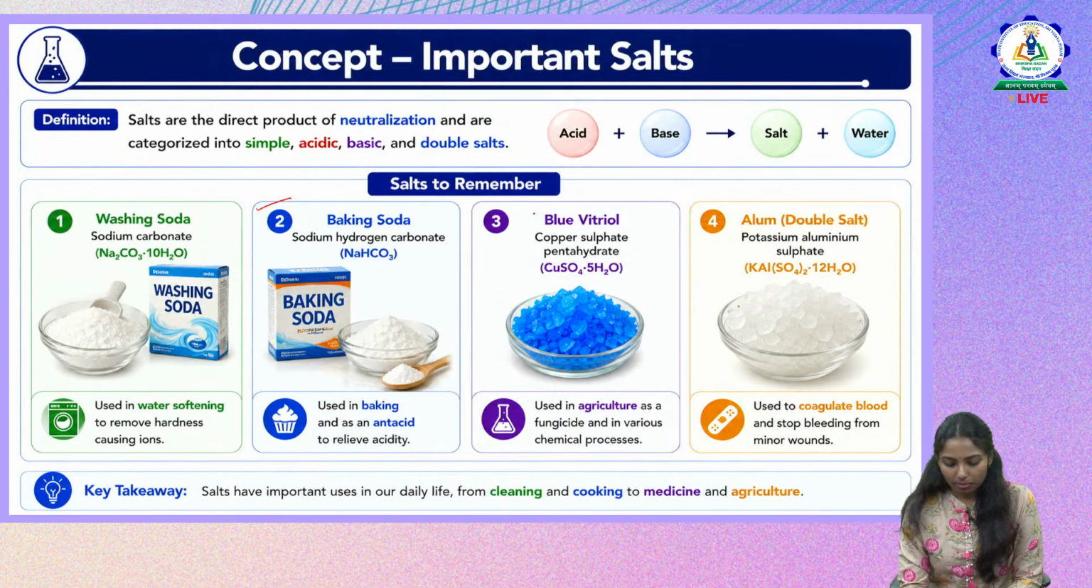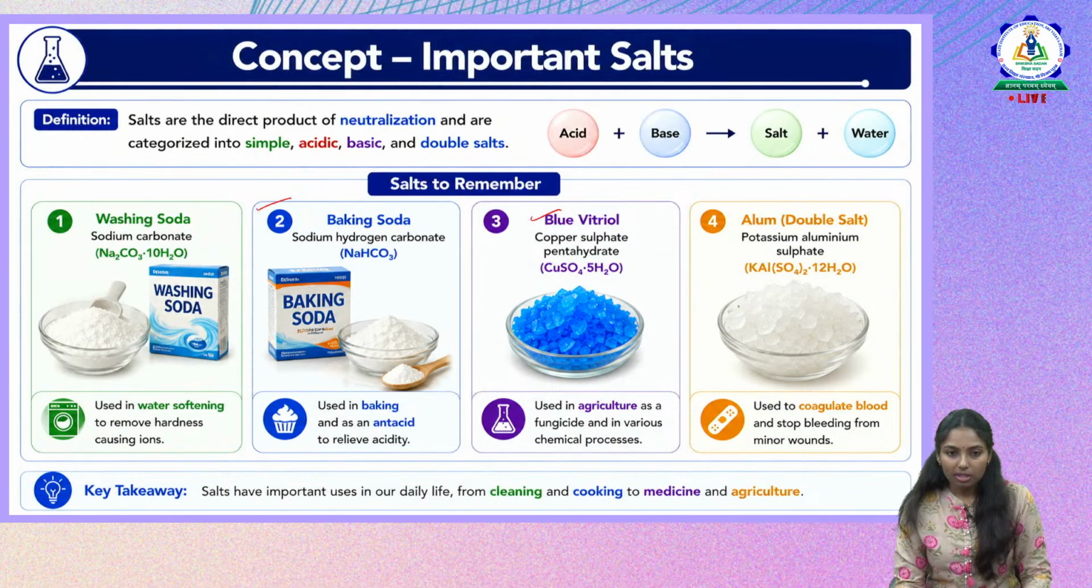And there is one more we have to remember, blue vitriol. Blue vitriol is nothing but copper sulfate pentahydrate, CuSO4.5H2O. It's actually used in agriculture as a fungicide and in various chemical processes. Even if you remember in the previous video question, we talked about how CuSO4 is not edible. And there is one more, alum. Alum is KAl(SO4)2.12H2O. And it is very much important because it is used to coagulate blood and stop bleeding from minor wounds. So these are the important uses of each of the salts which were asked in the previous questions.